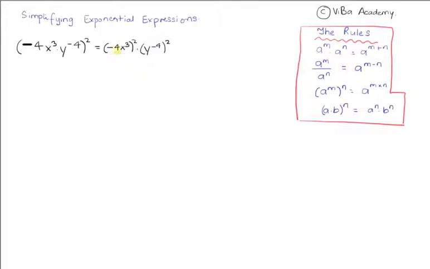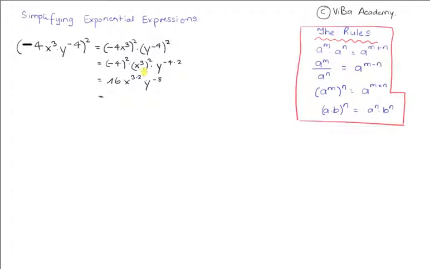And again, in this I have another product, so the 2 is going to get distributed again. This is going to be negative 4 squared times x cubed squared. And for this, I'm going to apply this rule here. Same thing. Where this is going to be negative 4 times 2. This is going to be 16. This is going to be x raised to 3 times 2. This is going to be y raised to negative 8.